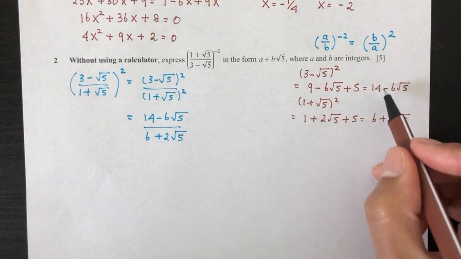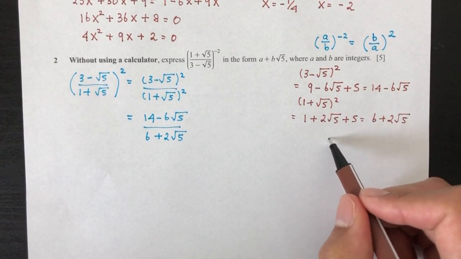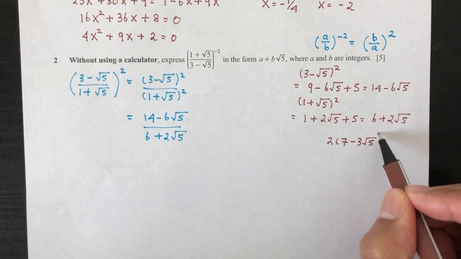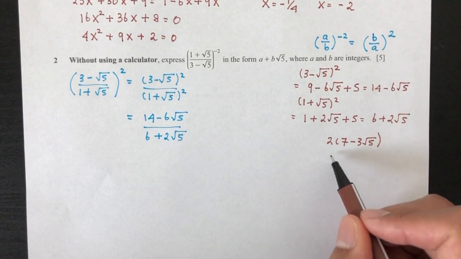I can take 2 out, so let me take 2 out. You will have 7 minus 3 root 5. And for this one, let me take 2 out as well. You have 2.